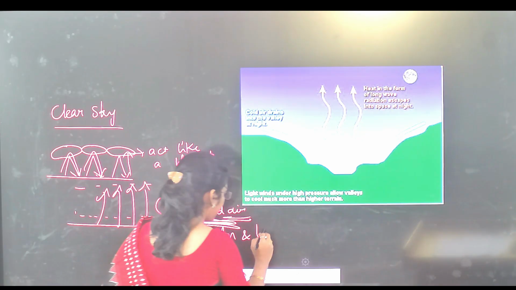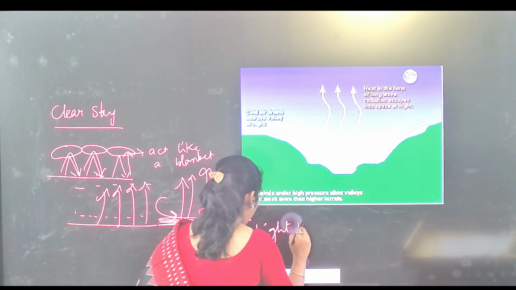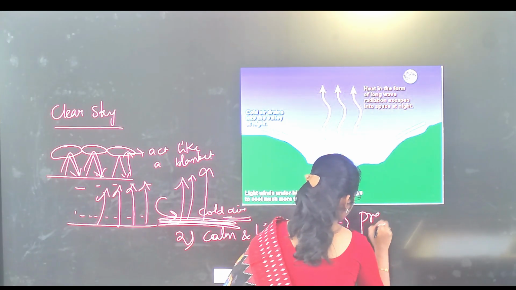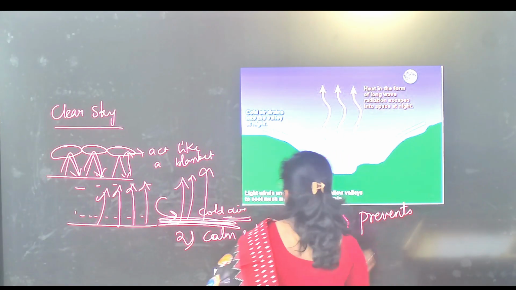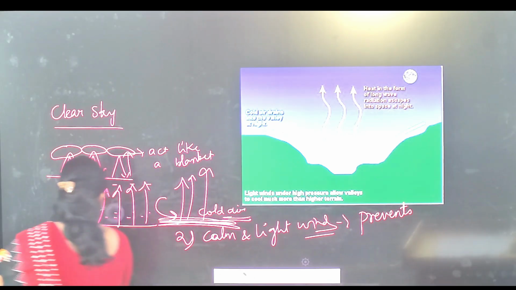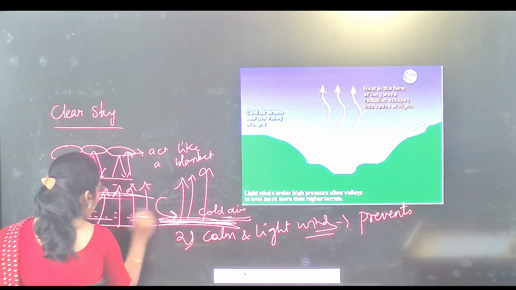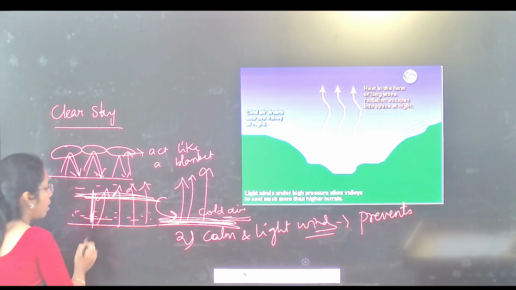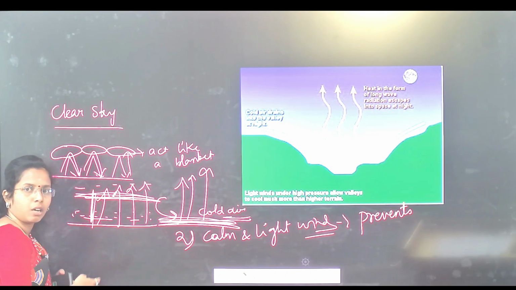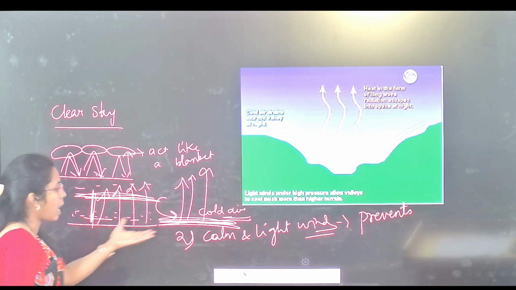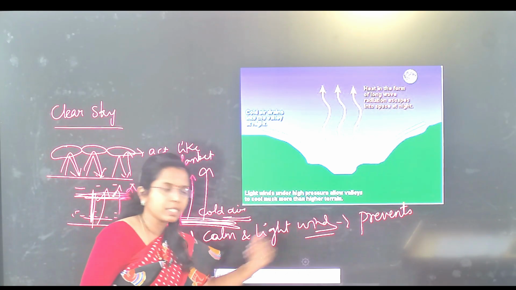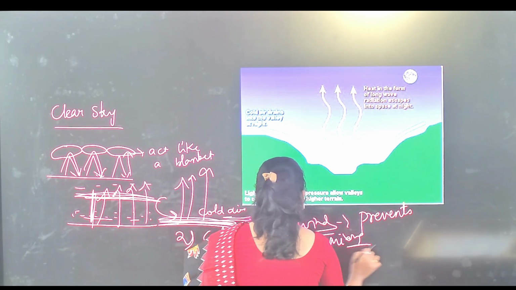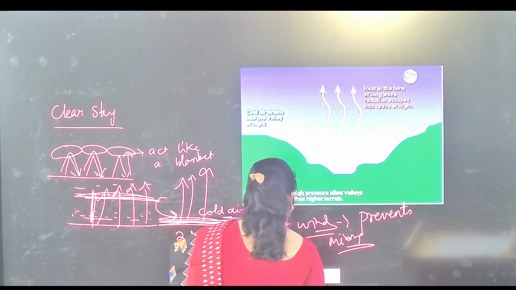Next thing, calm or light winds. Why calm and light winds? Because it prevents mixing, and you will see cold air below and hot air above. If strong winds are there, these two are mixed. Vertical mixing happens. This calm and light wind prevents mixing. You will see stable stratification.